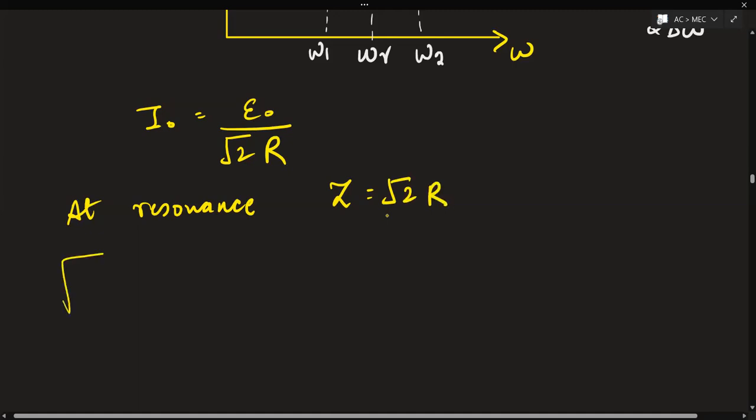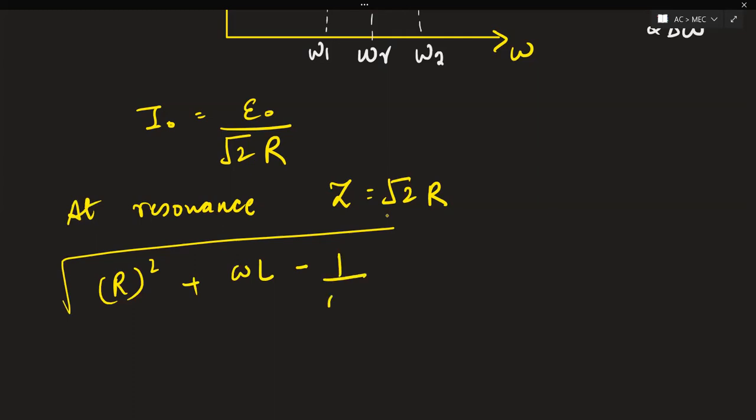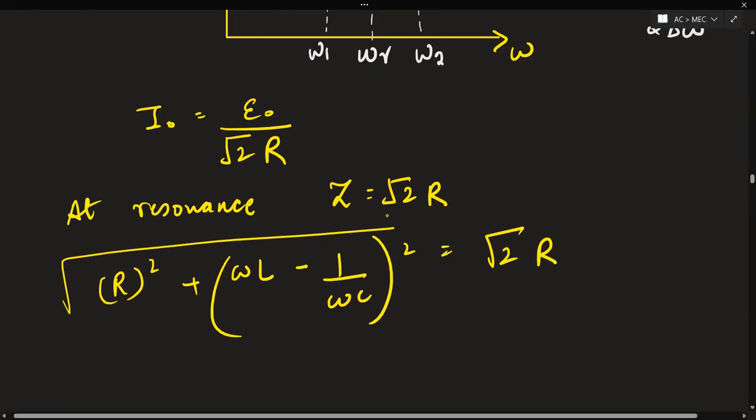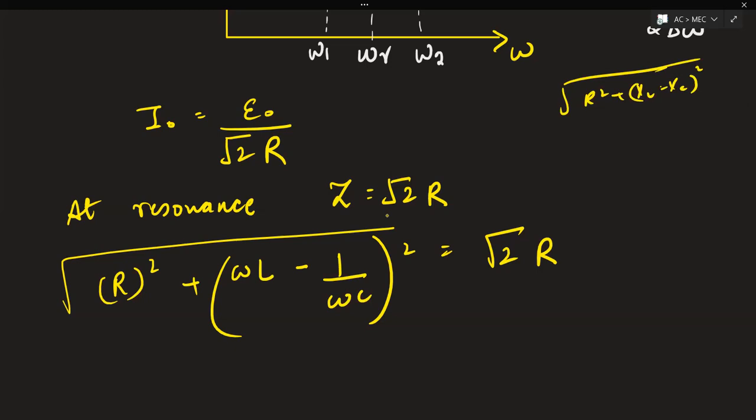And the ultimate formula for Z was the square root of R square plus XL minus XC whole square. I can write XL as omega L, and XC as 1 by omega C, so the whole square is equal to root 2R this time. Clear? This is the formula for Z. I have expressed XL in terms of omega L and XC in terms of 1 by omega C. Fine?